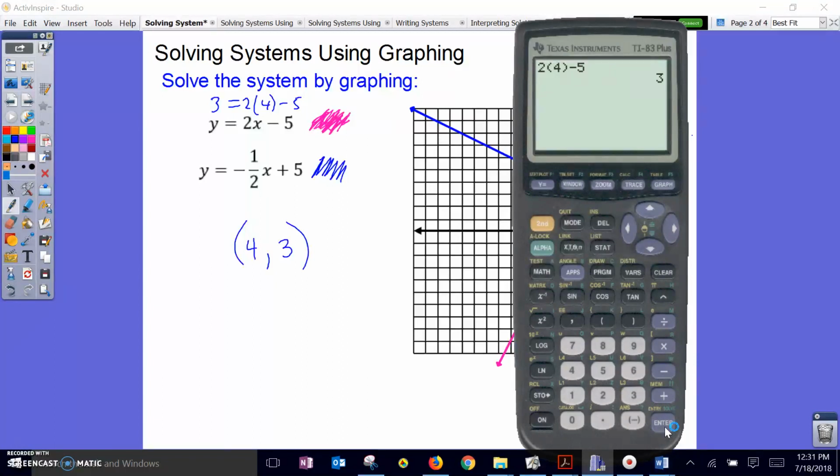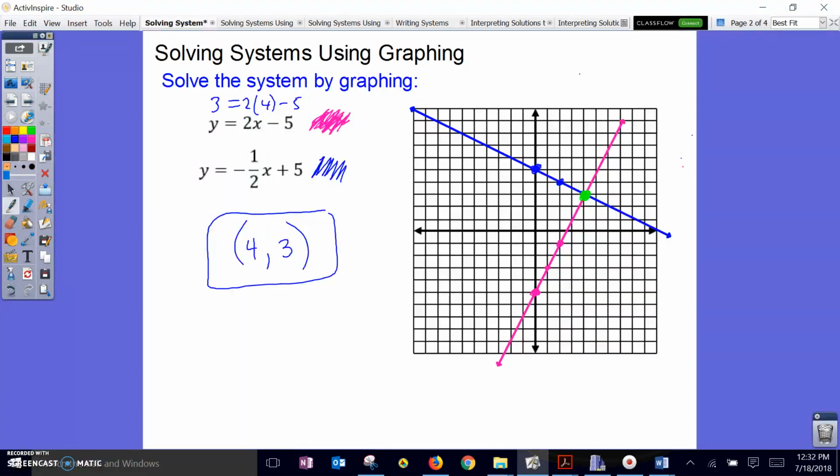I do the same thing in the second equation. I'm going to put 4 in for x. I've got -1/2, and I'm going to put my fraction in parentheses here, -1/2 times 4 plus 5, and if it's correct, that would be 3. And it is, so it checks in both of the equations, and that is the solution to this system.